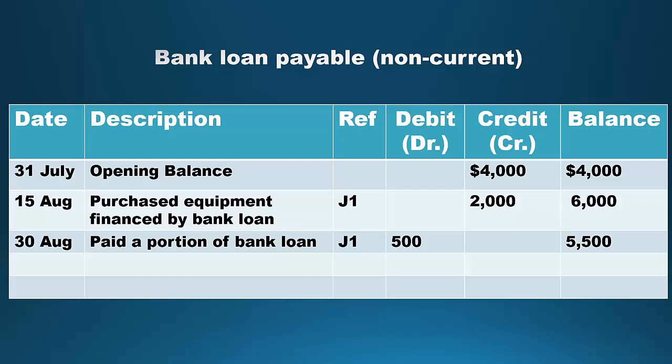Posting to the ledgers. Bank loan payable ledger. 1. Date. Write the date, August 30. 2. Narrative. Add the narrative. Paid part of the bank loan principal. 3. Reference. Include the journal reference, J1. 4. Amount. Enter $500 in the debit column. We debit bank loan payable because the loan liability is decreasing, and decreases to liabilities are recorded on the debit side.